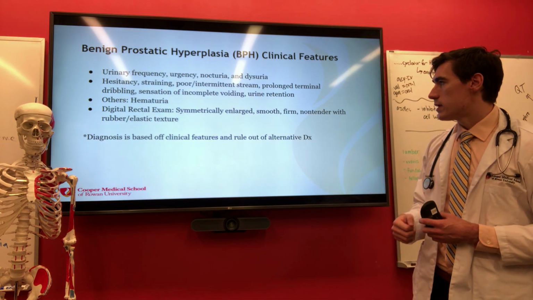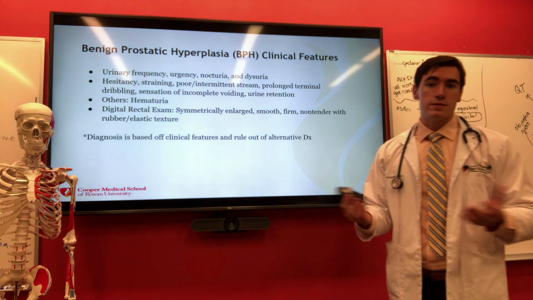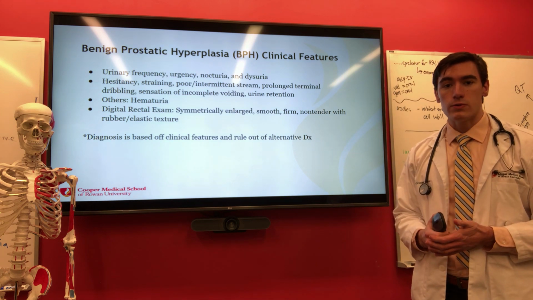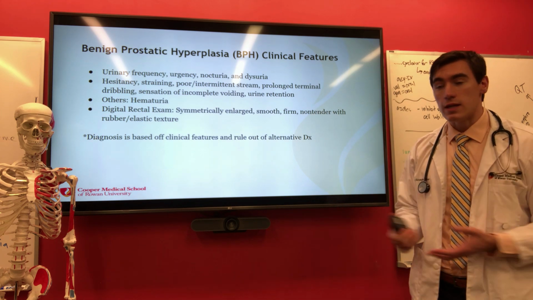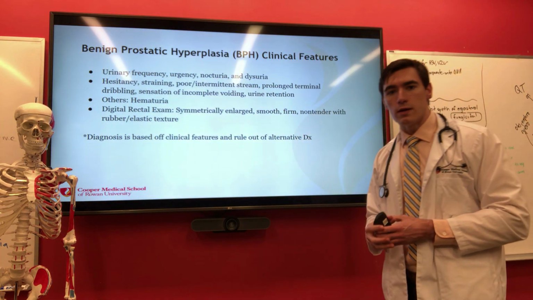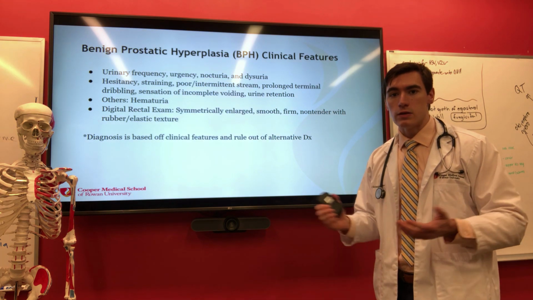Prolonged terminal dribbling, sensation of incomplete voiding, and of course urine retention. It's easy to imagine that if you're having trouble getting the urine out, this results in more urine being retained within the bladder. Another complication includes hematuria. Hematuria is a medical term for blood in the urine.